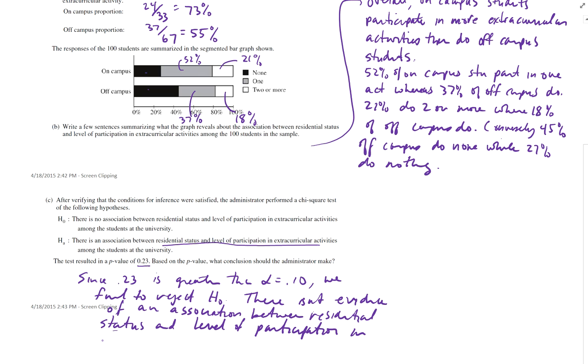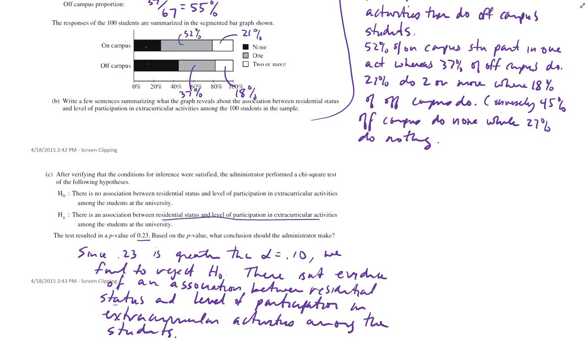in extracurricular activities among the students. Okay. Okay, that makes sense. So we're just using our normal conclusion, which is odd because when you look at this, it sure seems like there is an association, but the problem is the association just isn't significant enough to get the p-value smaller. So there you have it.